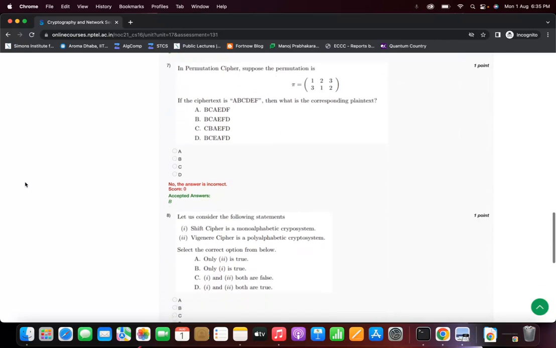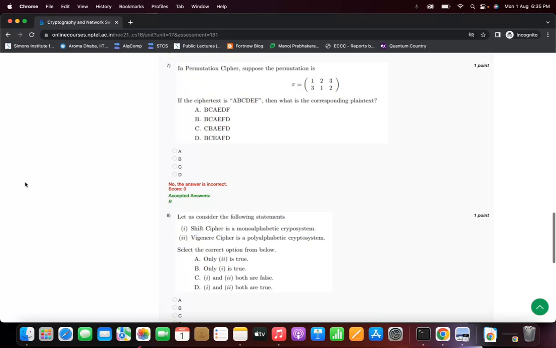Okay, so now we are going to a different kind of crypto system called the permutation cipher. Suppose the permutation is, so I'll just explain what a permutation is in case it's not clear to some people. Suppose the permutation is 1, 2, 3, 3, 1, 2. Now I'll move to the question later. I'll just describe what a permutation is.